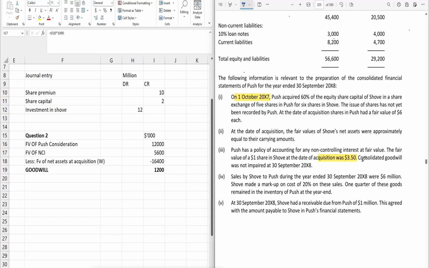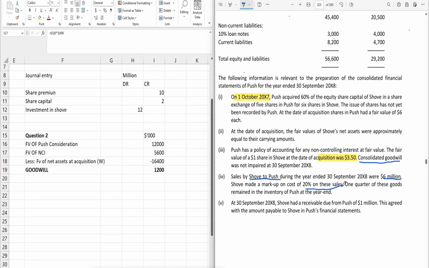Okay, and the question also mentioned that goodwill has not been impaired at 30 September 20X. So sales by Soap to Push, yes, there is intra-group trading between the companies. Sales by Soap to Push during the year ended 30 September 20X were 6 million. So the total value of the goods sold is 6 million. Soap made a markup on the cost of 20% on this sale.